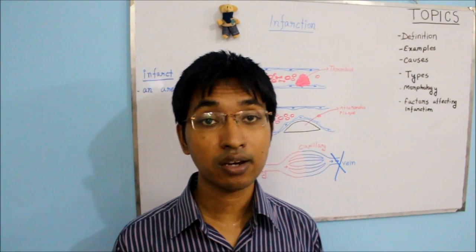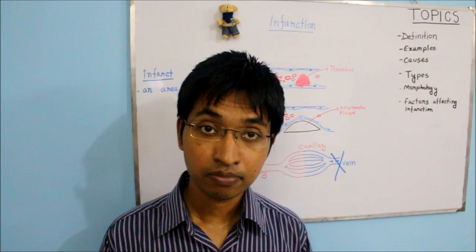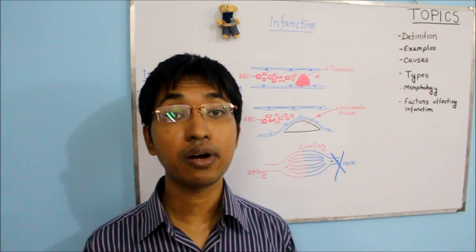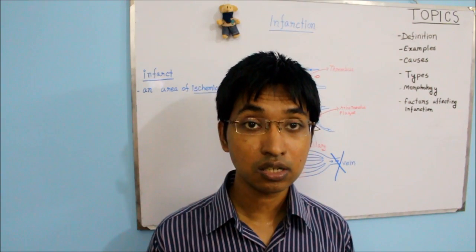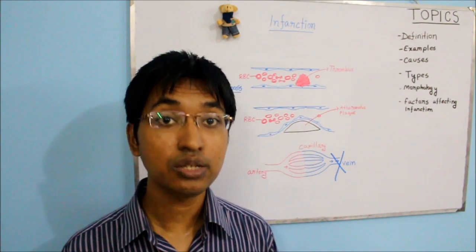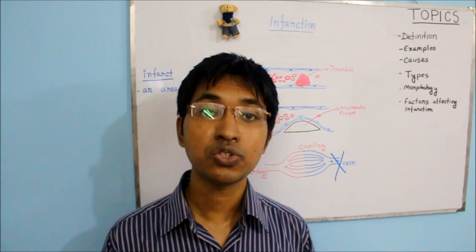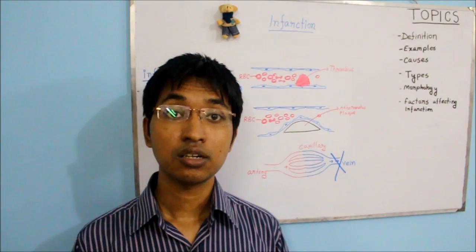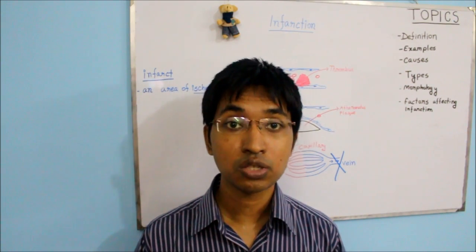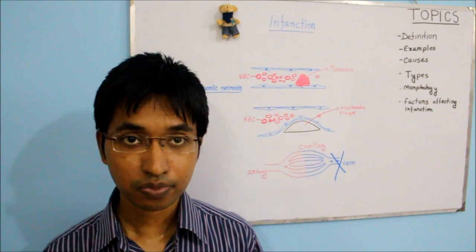Similarly, infarction can happen in our brain, that is known as cerebral infarction. Infarction can also happen in the lungs, that is called pulmonary infarction. And later we will see that pulmonary infarction will have a red color in contrast to some other infarction.